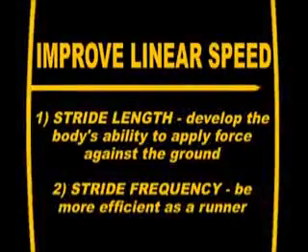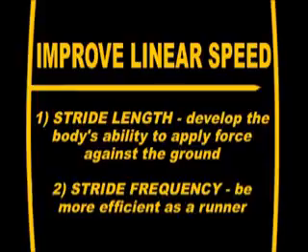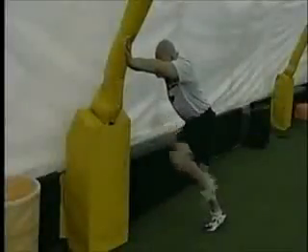Stride length and stride frequency are the two ways that we can improve linear speed. We develop stride length by developing our body's ability to apply force against the ground. We improve stride frequency by becoming more efficient as a runner. Now, force production. How do we improve the ability to apply force against the ground?